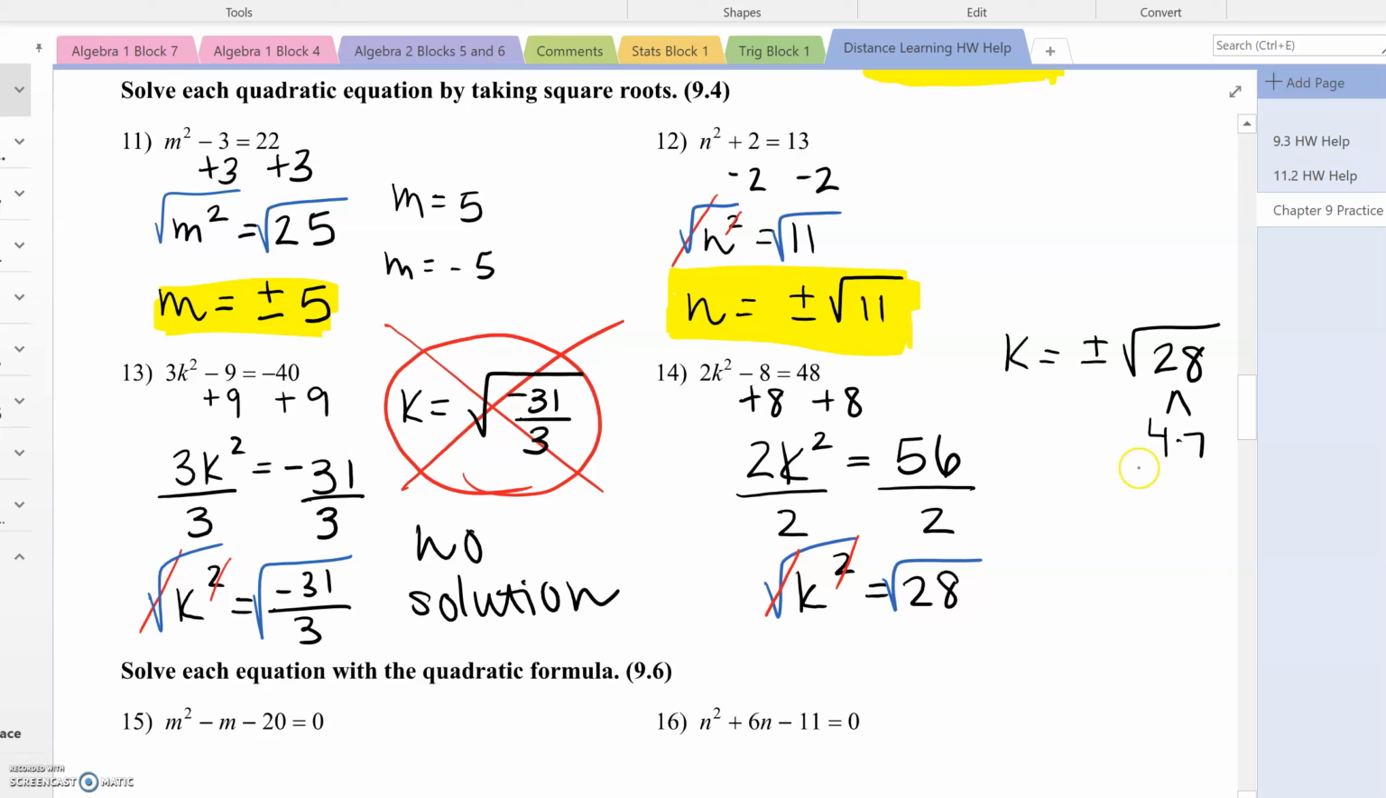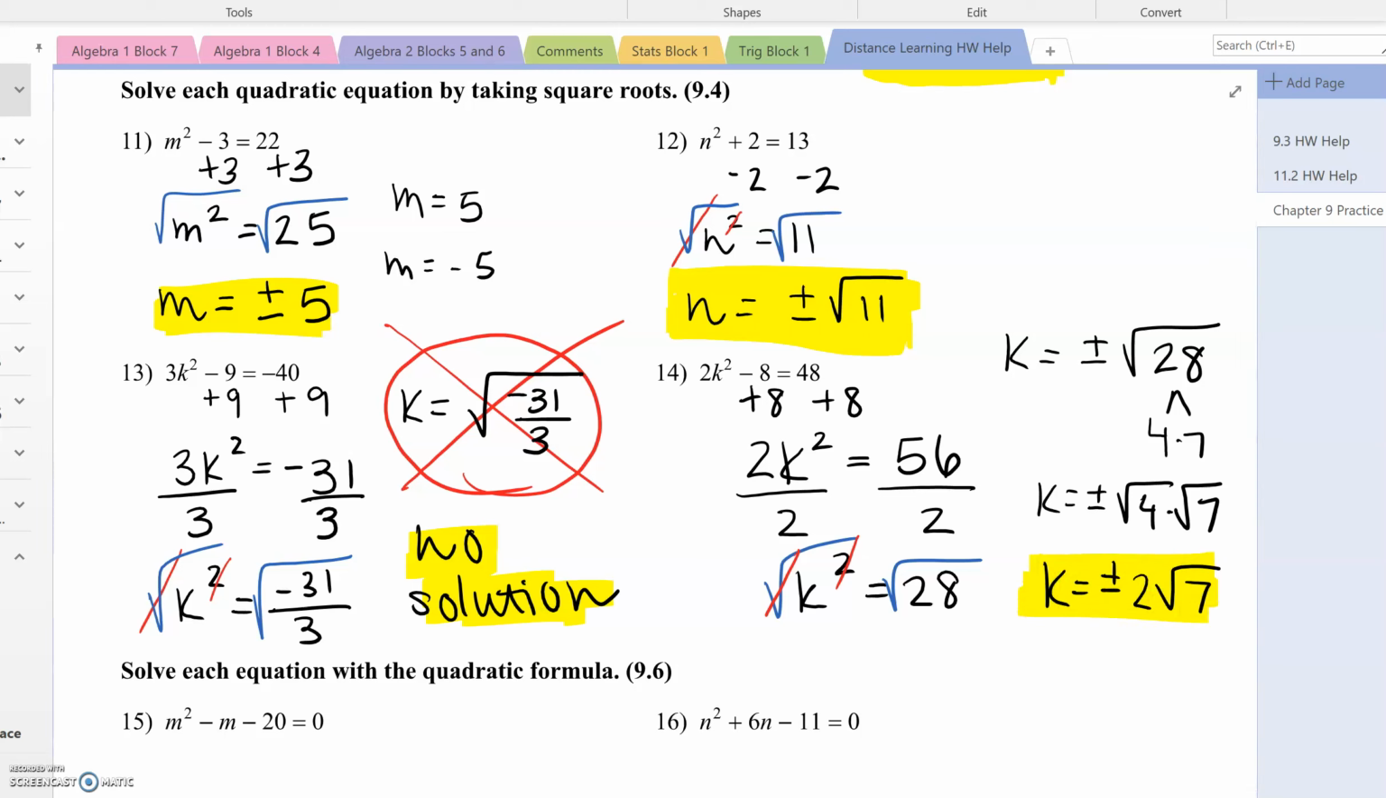So that means that I can rewrite the square root of 28 as the square root of 4 times the square root of 7. And what is the square root of 4? It's 2. So you can write your answer to problem 14 as this, k equals plus or minus 2 square root of 7. Or you can write it as this, if you want to write it separately, so that way you can more visually see that there are 2 answers to that problem. So that's your review for solving quadratics by taking square root, section 9.4.